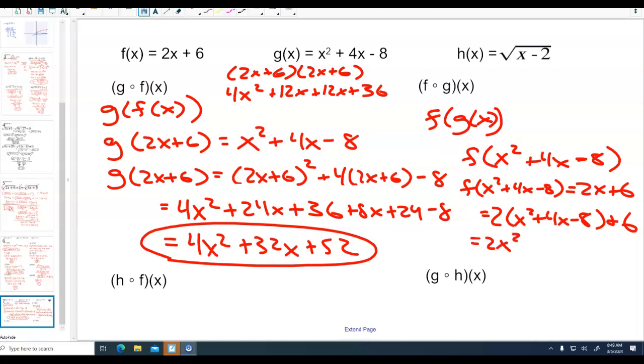We're going to distribute, and then we're going to combine like terms.